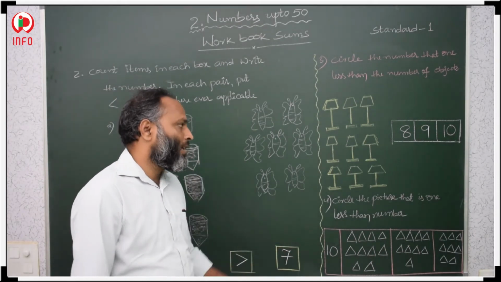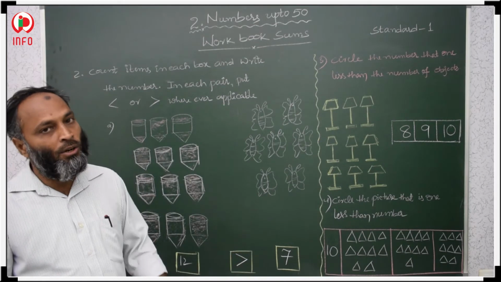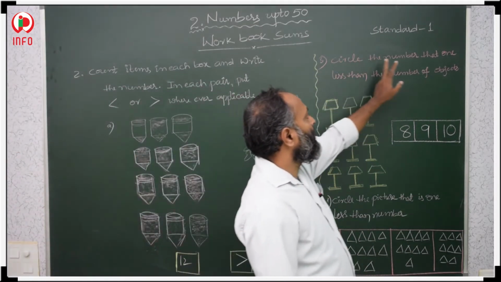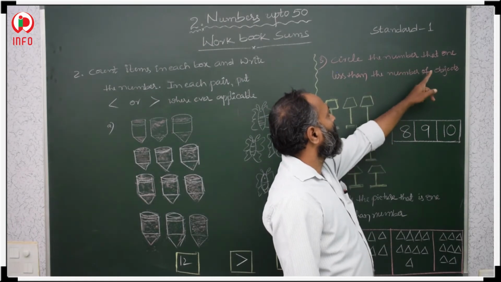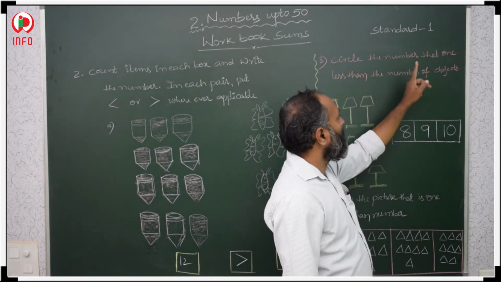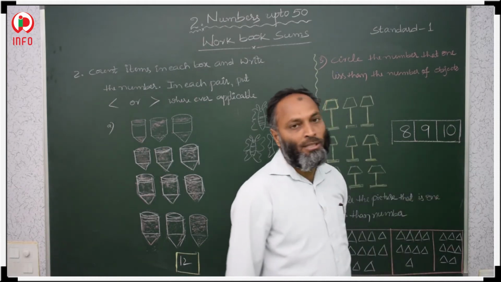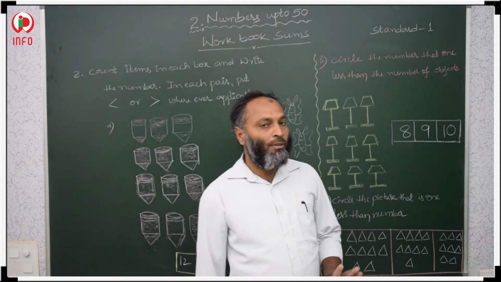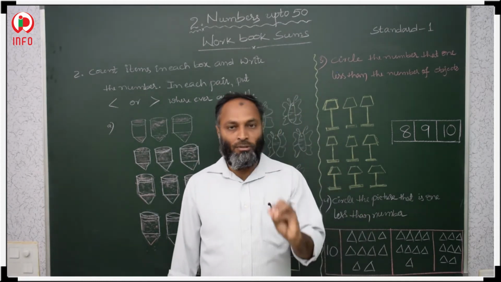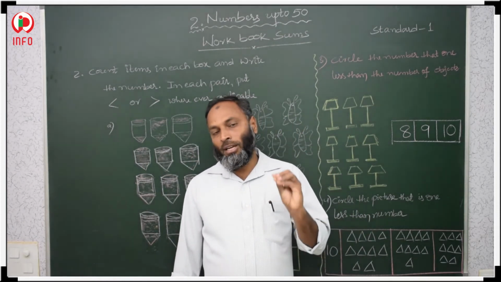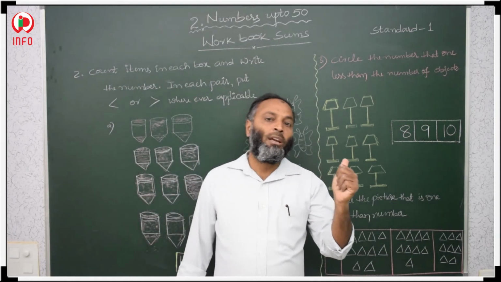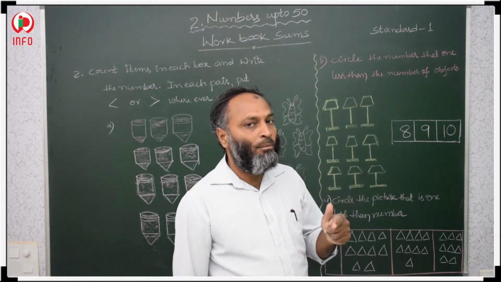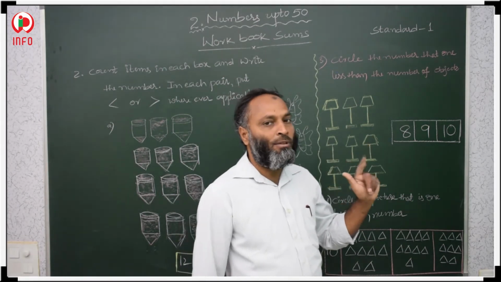One more question is there. That question is your home assignment. Next, third question: circle the number that is one less than the number of objects. First, we have to count the number of objects. After counting, we have to make one less. After making one less, whatever number comes, that number we have to circle.